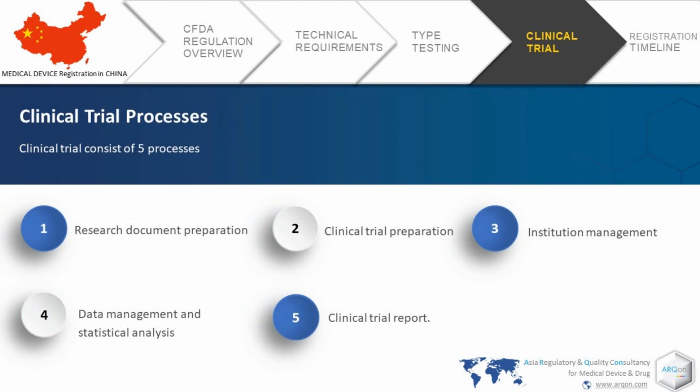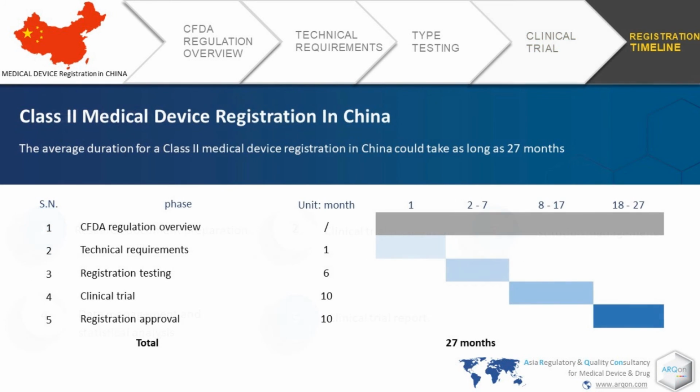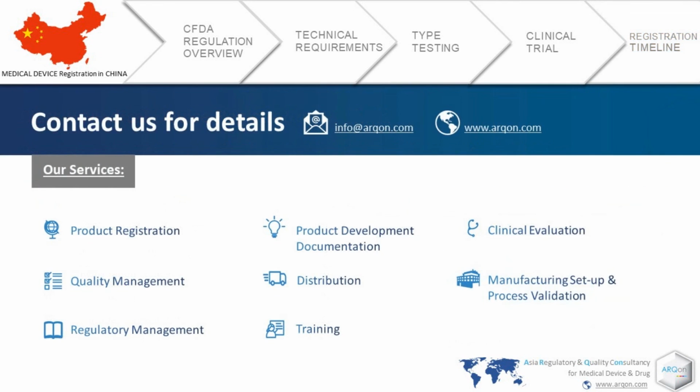The clinical trial has 5 processes: research document preparation, clinical trial preparation, institution management, data management and statistical analysis. And lastly will be the clinical trial report. In conclusion, the average duration for Class 2 medical device registration in China could take as long as 27 months, where 1 month for technical requirements, 6 months for registration testing, 10 months for clinical trial, and 10 months for registration approval. This concludes the process of medical device registration in China.